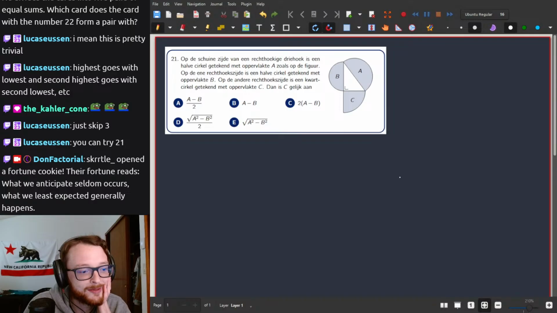What we anticipate seldom occurs. What we least expected generally happens. It's not a bad fortune. It's not my favorite, though.